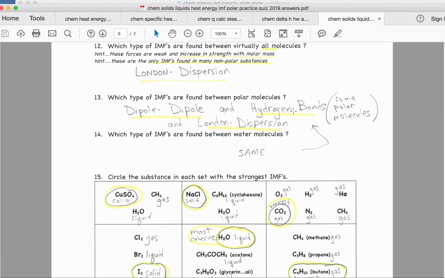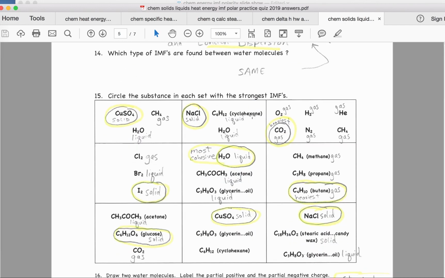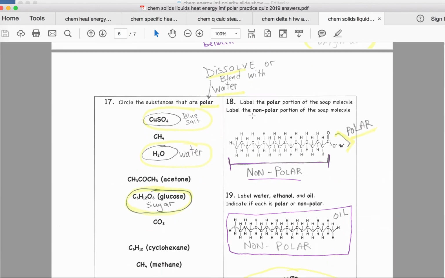Dipole-dipole or hydrogen bonds are stronger. Those polar molecules are generally stuck together a little bit better, and part of it's because they've got more forces holding them together. All right, but let's look at the polar-nonpolar stuff.